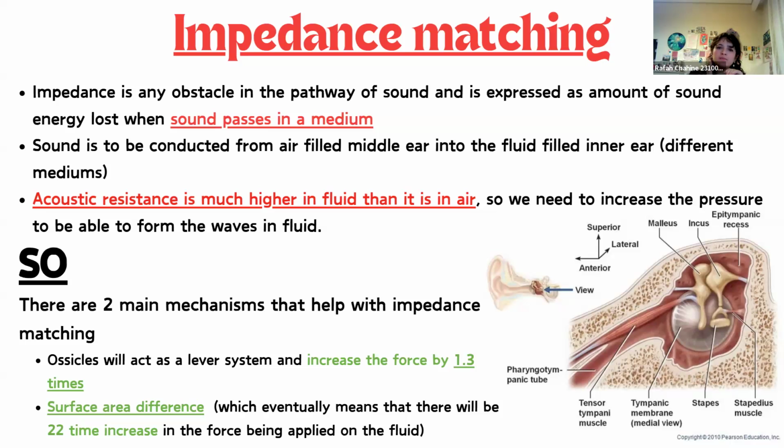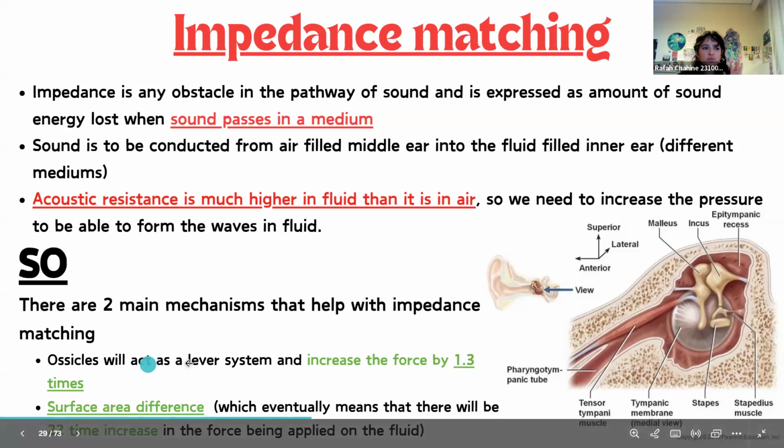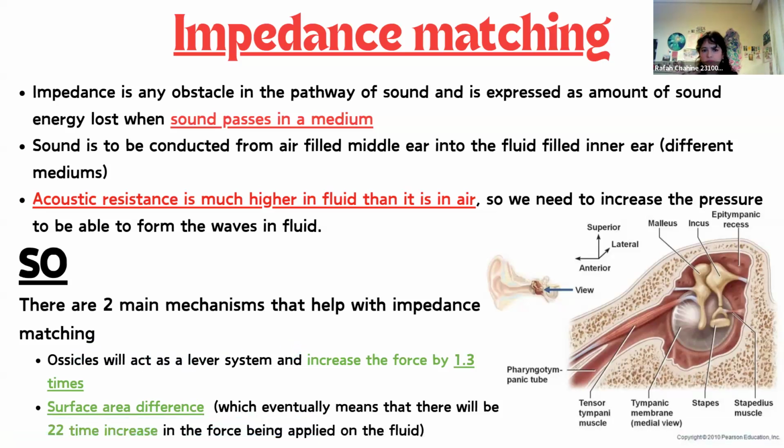Now, there are two main mechanisms to help us do impedance matching, okay? That is that the ossicles will act as a lever system and they're going to increase the force by 1.3 times. That is a fact, memorize it, okay? Then the surface area difference. This should take you back to high school physics, how pressure equals force over area. So the amount of pressure in a certain area relates to the amount of force that you apply to that area.